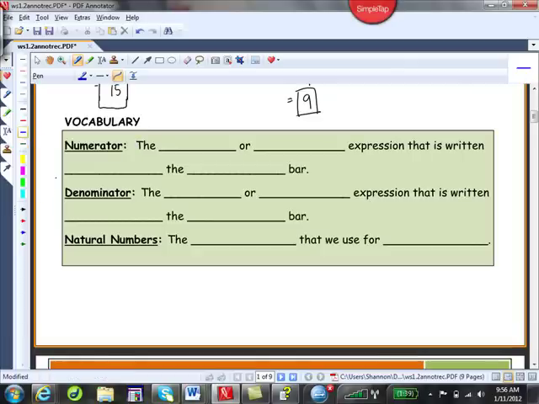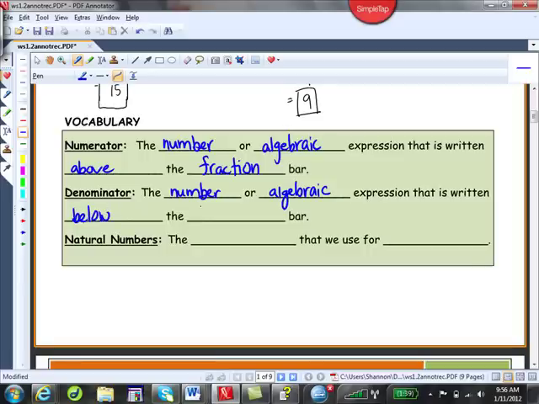So numerator, the number or algebraic expression that is written above the fraction bar. Denominator, the number or algebraic expression that is written below the fraction bar.